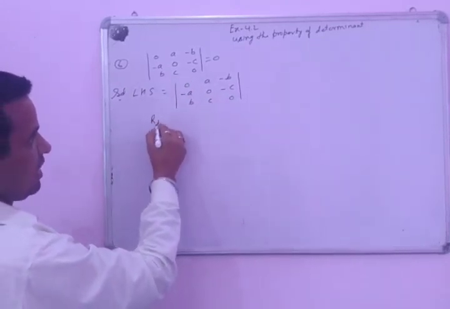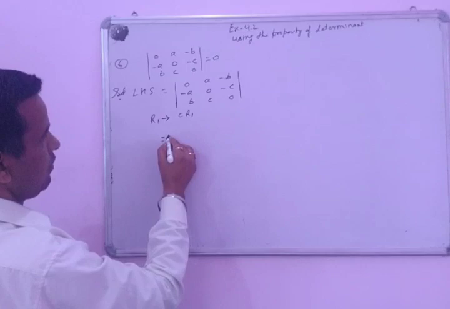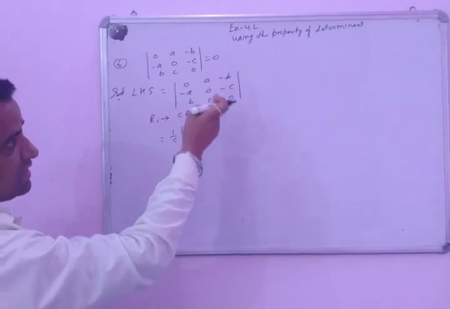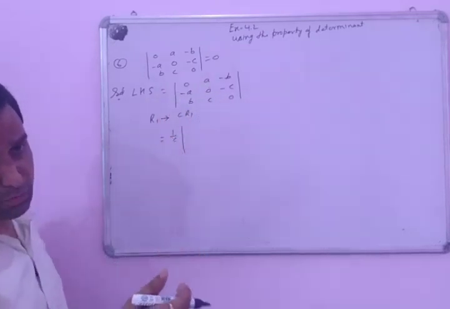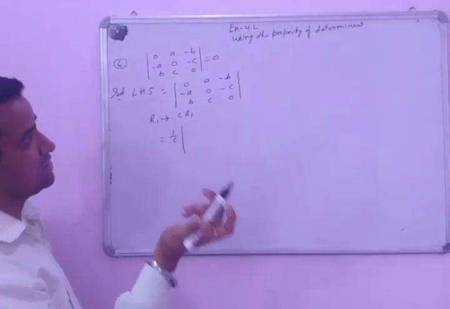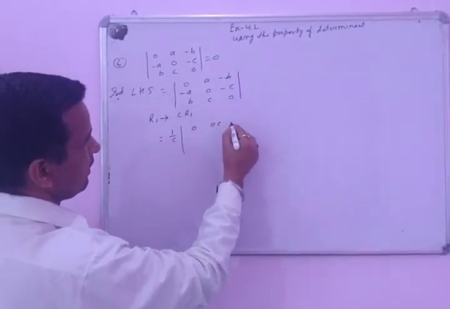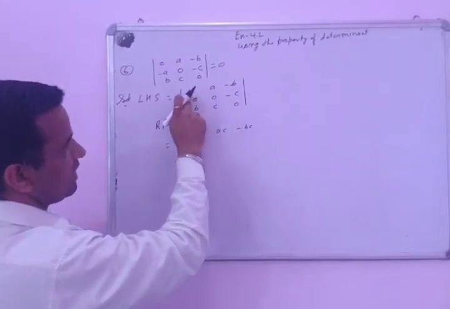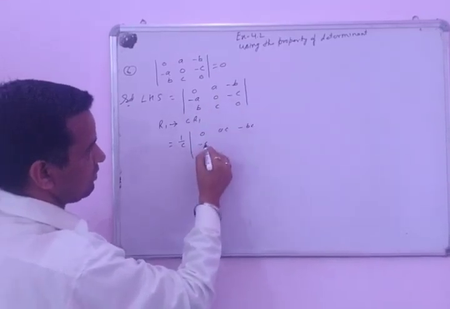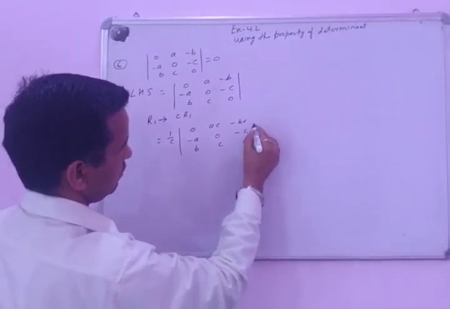So first I will write R1, multiplied by C. Now if we multiply by any number inside, we will also divide by it outside. Any number we multiply inside, the same number we take outside. Otherwise the value of the determinant will change. So 0 into C is 0, A into C is AC, and minus B into C is minus BC. The rest will be written the same: minus A, 0, minus C, B, C, and 0.